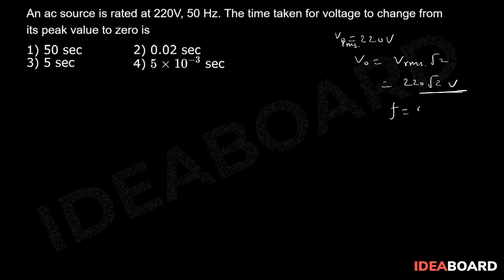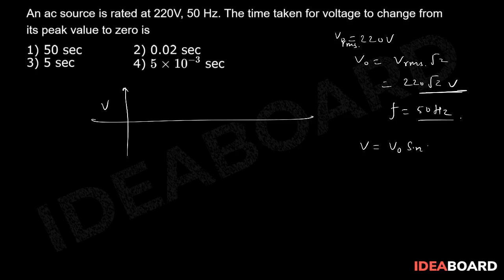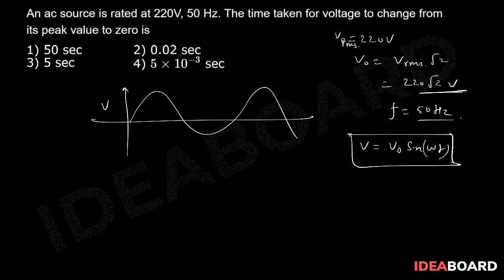frequency is 50 hertz. So understand that if I draw a graph between V and t, this is a sinusoidal function. So V is equal to V0 sin omega t. This will be the sinusoidal function, right? So the graph is coming out to be like this. Now, first of all, understand this is the axis t, if you represent the graph of V versus t, right?